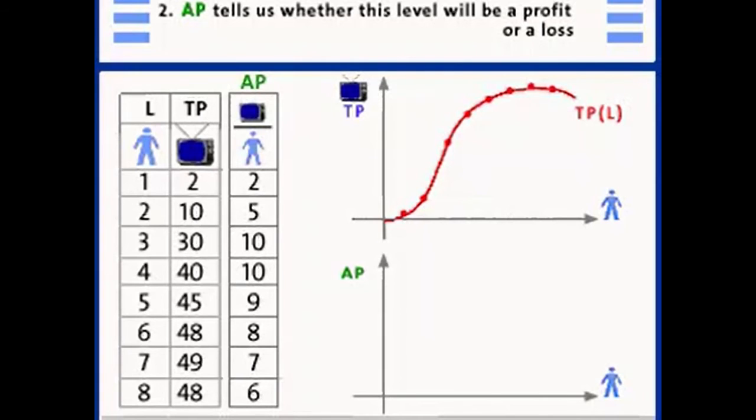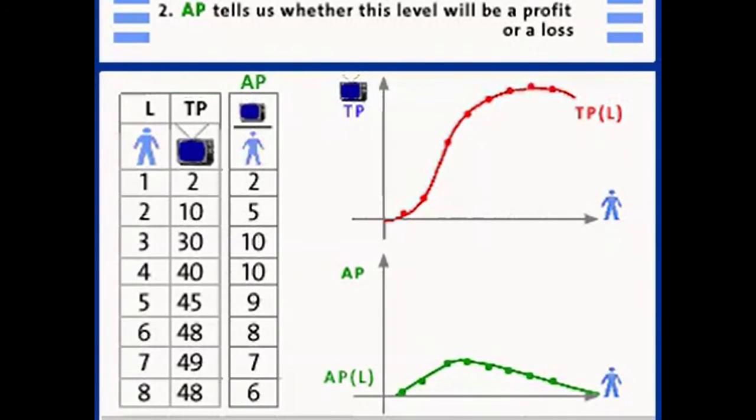So if I connect the dots here, I'm going to get an average product of labor curve that looks something like this. First it's increasing, then it levels off, and then it's decreasing. And I'll label this APL for the average product of labor, the output per worker, or the amount of output that the average worker produces. Output per worker, or labor productivity.